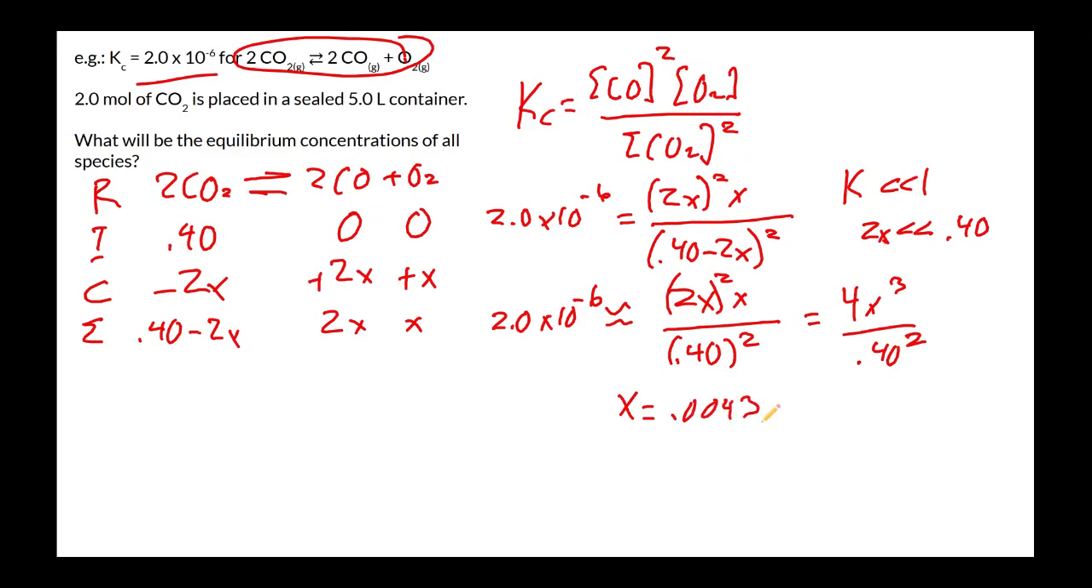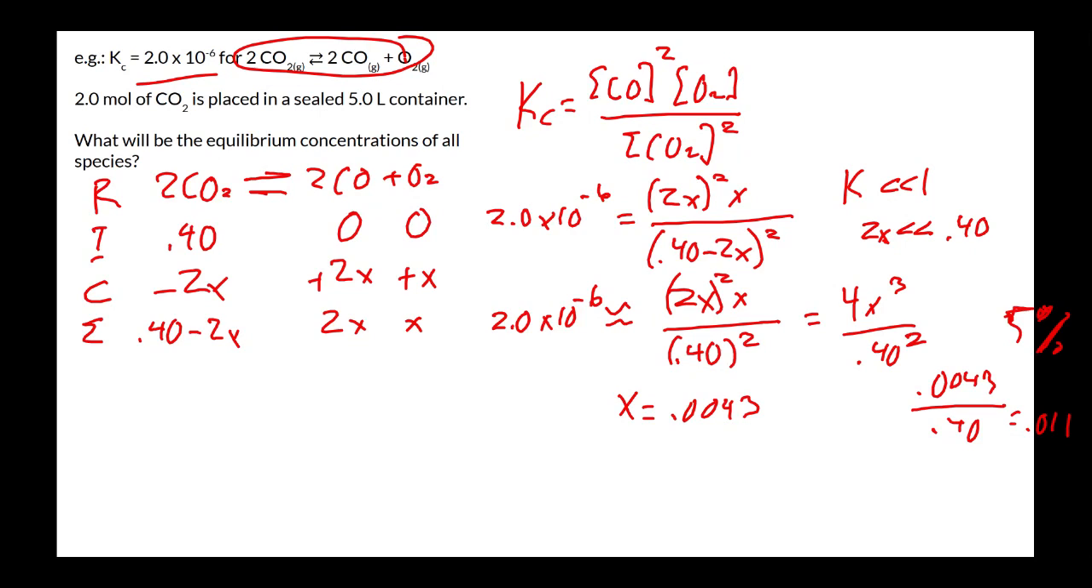0.0043. Now here's the test. If you weren't sure you could make that simplifying assumption, you can take this number, 0.0043, and divide it by 0.40, and it's approximately 0.011, which as a percentage is 1.1%. So we have this rule called the 5% rule. If that x turned out to be less than 5% of what your starting concentration was, when you take significant figures into account, you were perfectly fine leaving out that 2x quantity because it wasn't going to make any difference anyway. And it just made your math simpler.